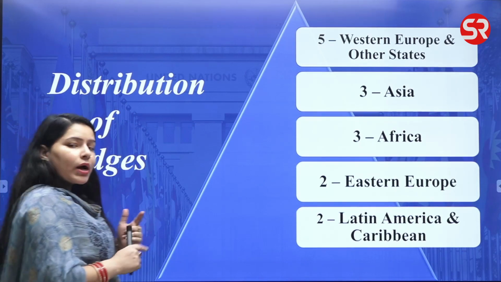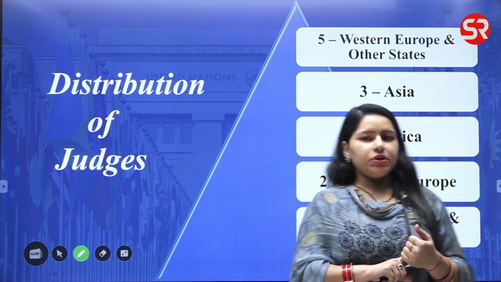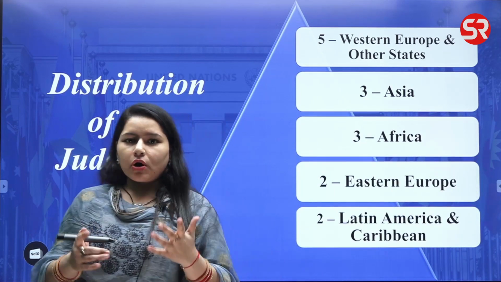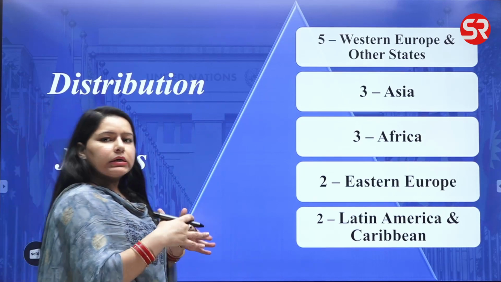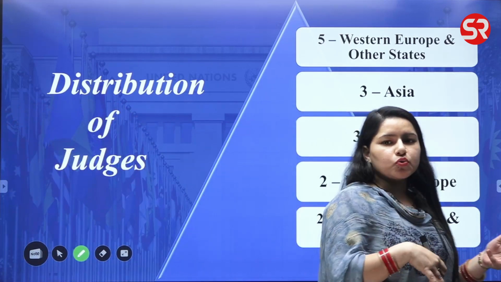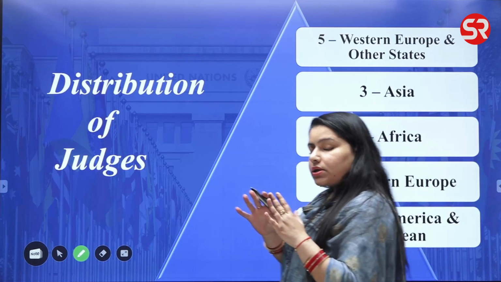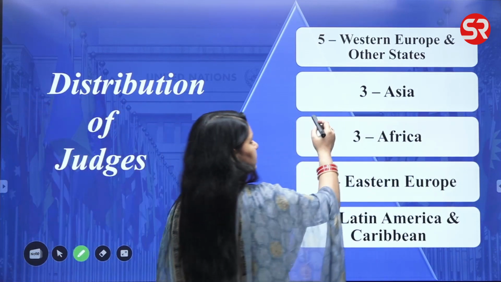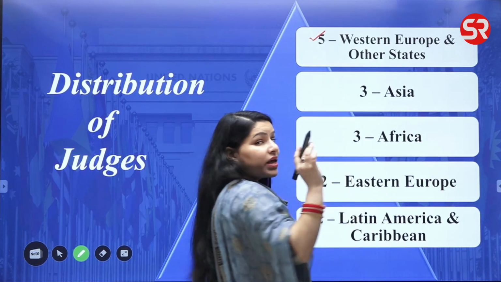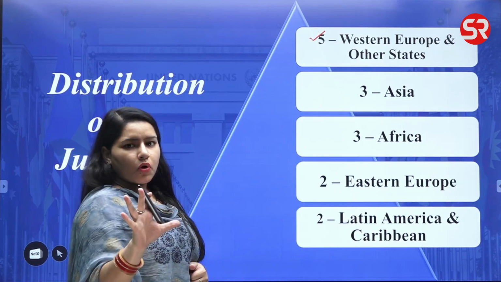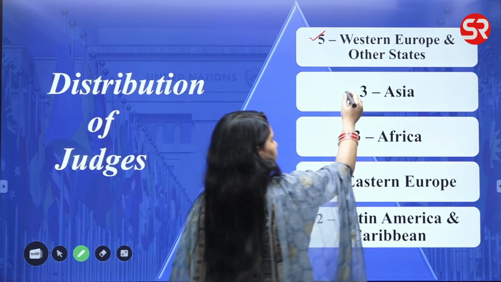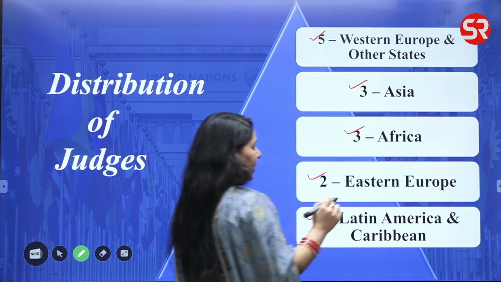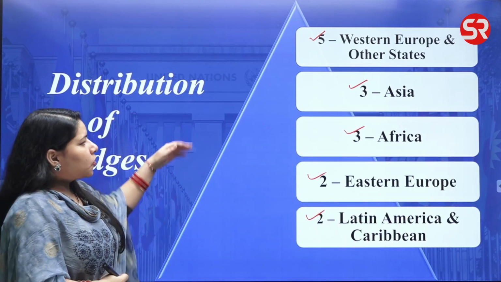I hope the basics are clear to you, and now moving further, we will look at the distribution of judges. I told you the ICJ has a total of 15 judges, but how are they distributed over the world? It's not like the US has 5 judges and China has 3 judges and Australia has 2 judges and Europe has 1 judge. The distribution is made regionally. First, Western Europe and other states have 5 judges. So 5 seats are reserved for Western Europe and other states. Then 3 are for Asia, 3 for Africa, 2 for Eastern Europe and 2 for Latin America and the Caribbean region. So this is the distribution.